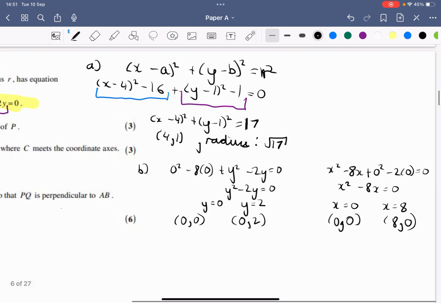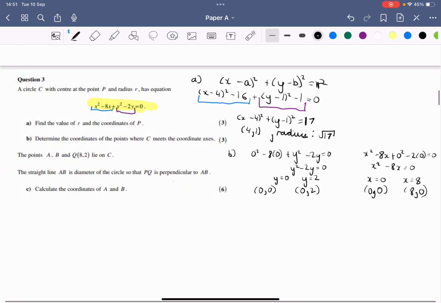Alright. Okay. Now on to part C. The points A, B, and Q lie on C. The straight line AB is the diameter of the circle, so that PQ is perpendicular to AB. Calculate the coordinates of A and B.